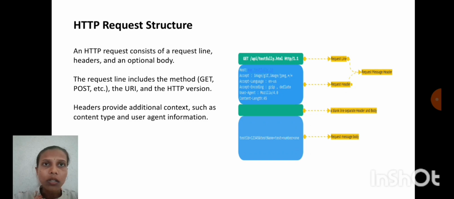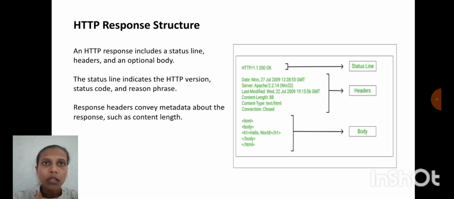HTTP request structure. An HTTP request consists of a request line, headers, and an optional body. The request line includes the method such as GET, POST, etc., the URI, and the HTTP version. Headers provide additional context such as content type and user agent information.